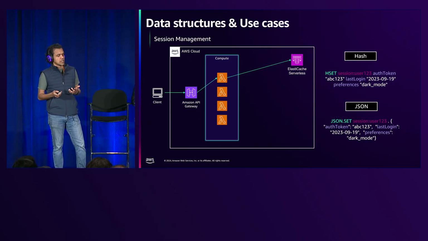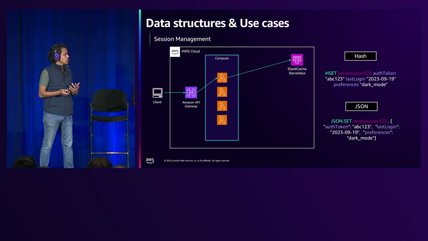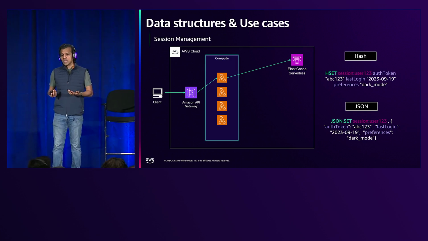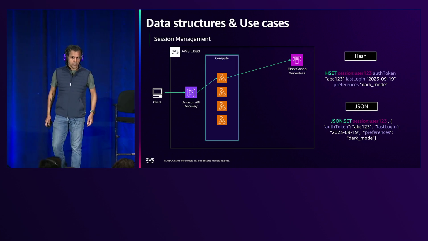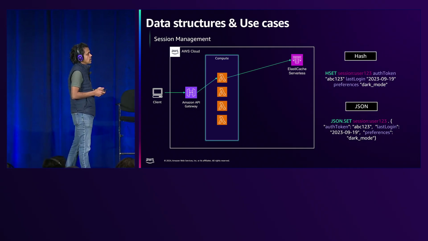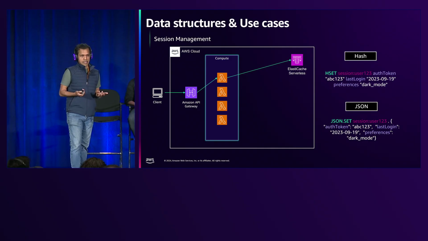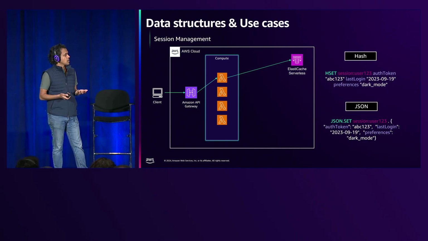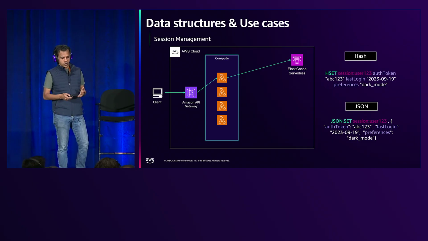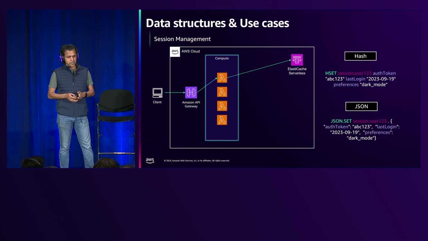So you have a key here, which is the session user 123, and then you have multiple types of data stored in there. So you have the auth token, you have the last login, you have the preferences. You could also store it in JSON format. ElastiCache Serverless supports the JSON format, which is a more structured format, and storing it in JSON format gives you the ability to search through data easily and also support updating sub parts of the JSON document. Right? So you can use either of these data structures to maintain your session data.